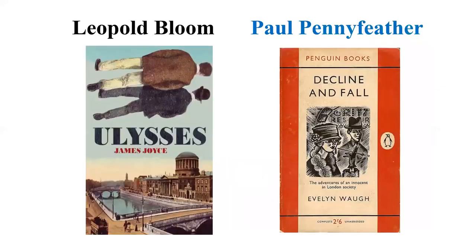Then you have the Irish novelist James Joyce, Ulysses, published in 1922, which marked the beginning of the modernist movement. And in this, we have 2 characters, Leopold Bloom and Stephen Dedalus, walking the streets of Dublin. And the last chapter is from the point of view of Leopold Bloom's wife, Molly Bloom. Then we have Decline and Fall, a novel by Evelyn Waugh. And the character Paul Pennyfeather comes in this work.